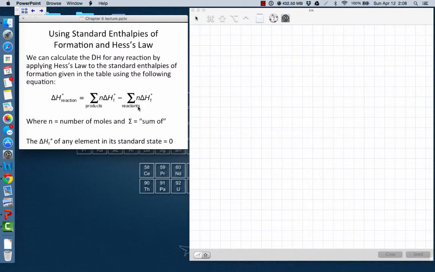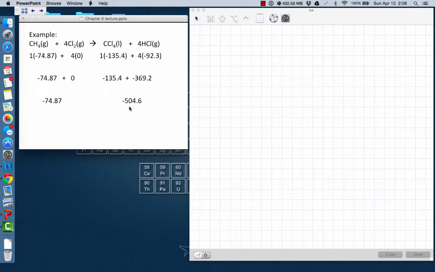504.6. But if you go back to the equation, it's the products minus the reactants. So you have to be careful of that. You can't just do this and go this minus this. It's the products minus the reactants. So you have to take the minus 504.6 and then subtract the negative 74.87. Now be careful with the negatives. Just make sure you put it in your calculator the right way, because when you subtract the negative, you're actually adding. So you end up with minus 429.73. And that's it. All you have to do is just add these numbers up.